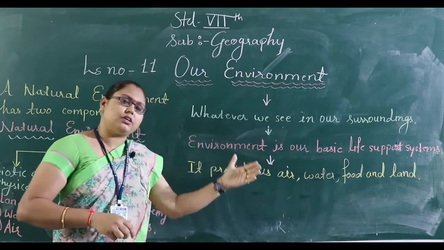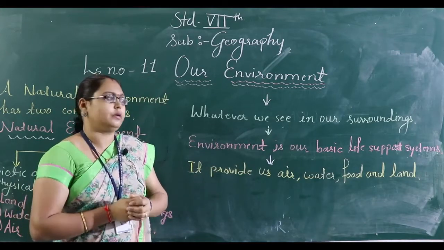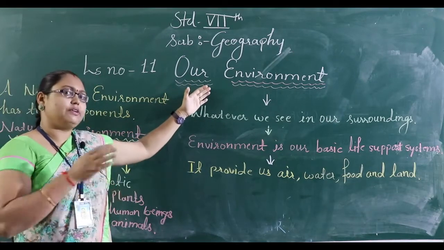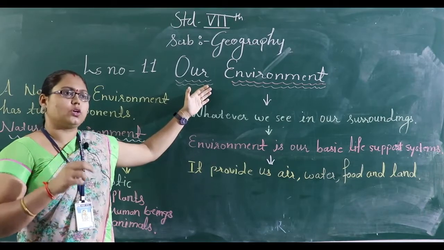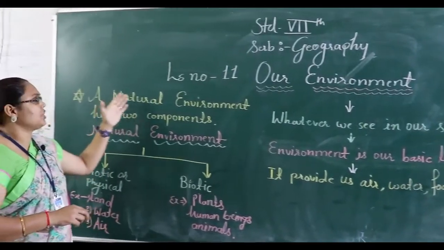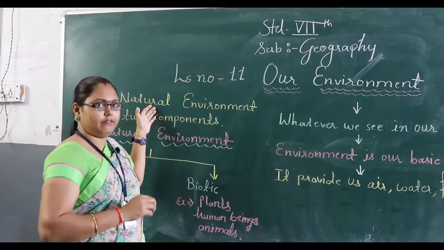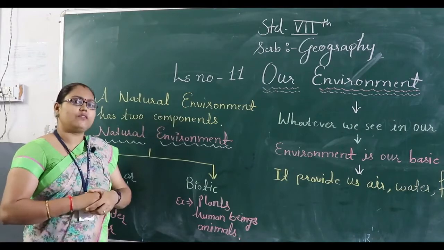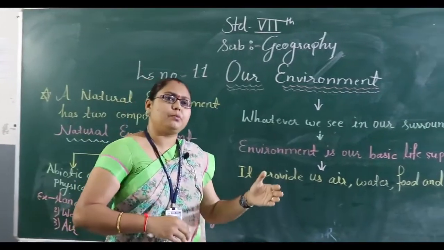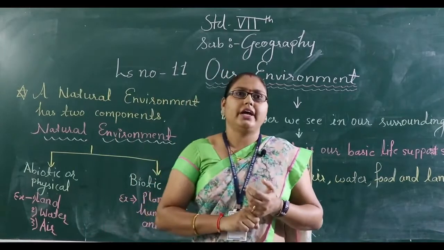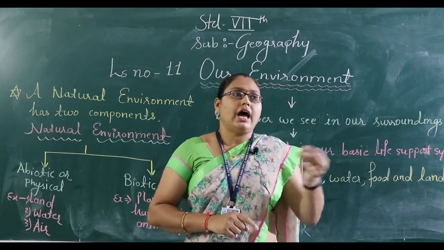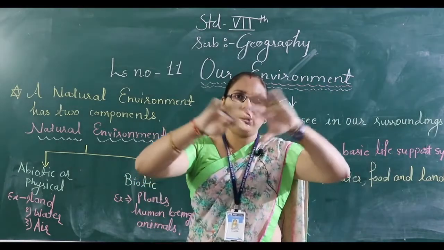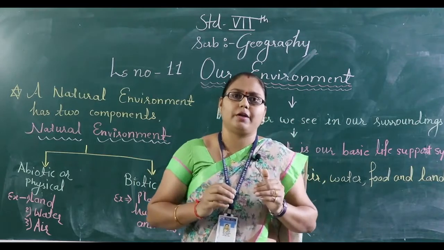Natural environment also and human-made environment also. Our environment is divided into two components: the natural environment and the human-made environment. First of all we learn about the natural environment. Natural environment means whatever we see in nature, like plants, animals, mountains, rivers, sea. All these parts are included in our natural environment.